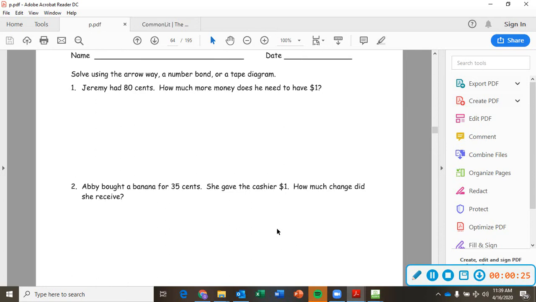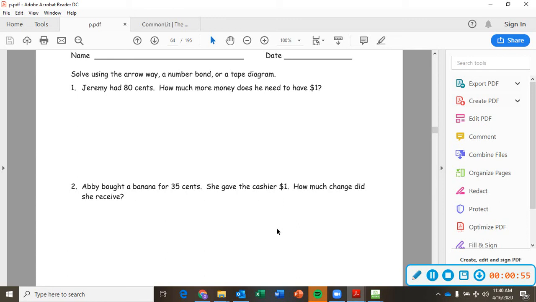So the first way is the arrow way. Then we also have a number bond, and then we also have a tape diagram. Those are the three that we're working with. So I'm just going to do all three of these problems a different way. I'm going to start with number one. I'm going to start with an arrow way. It doesn't matter what method they use. They just want them to be able to use the different types of methods throughout the book.